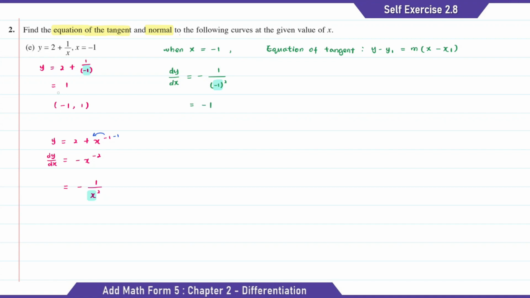So here let the coordinates be (x1, y1). Then the equation will be y minus 1 equal to negative 1 (x minus negative 1).